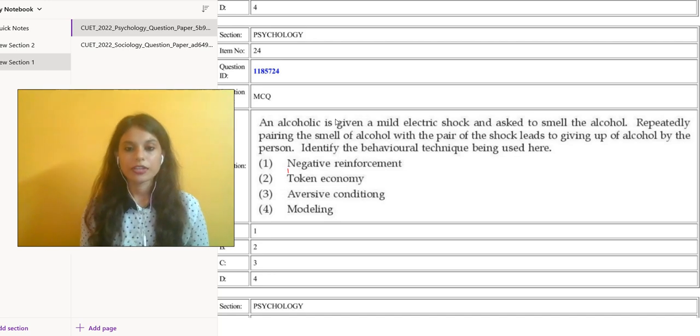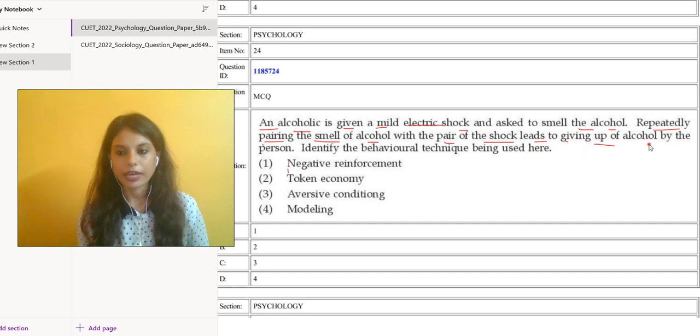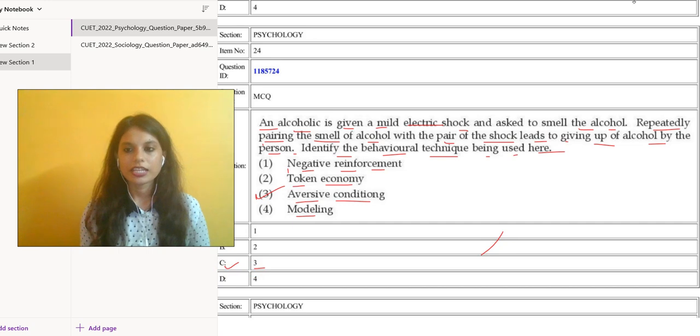Coming back to the question for today's class: an alcoholic is given a mild electric shock and asked to smell the alcohol. Repeatedly pairing the smell of alcohol with the shock leads to giving up of alcohol by the person. Identify the behavioral technique being used here. Let's first go through the options: negative reinforcement, token economy, aversive conditioning, and modeling. So our correct answer would be aversive conditioning, the third option, option C. Moving over to the next question.